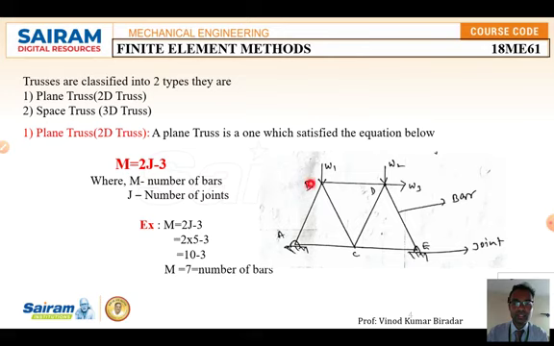Consider this example. How many bars will be there in this? Here 1, 2, 3, 4, 5, 6, 7, so 7 bars will be there. We have to check this with the help of the formula m = 2j - 3, where m is the number of bars and j is the number of joints. Here the joints are 1, 2, 3, 4, 5, so 5 joints. So 2 into 5 minus 3, that is 10 minus 3, which is equal to 7. Like that we have to satisfy this equation.